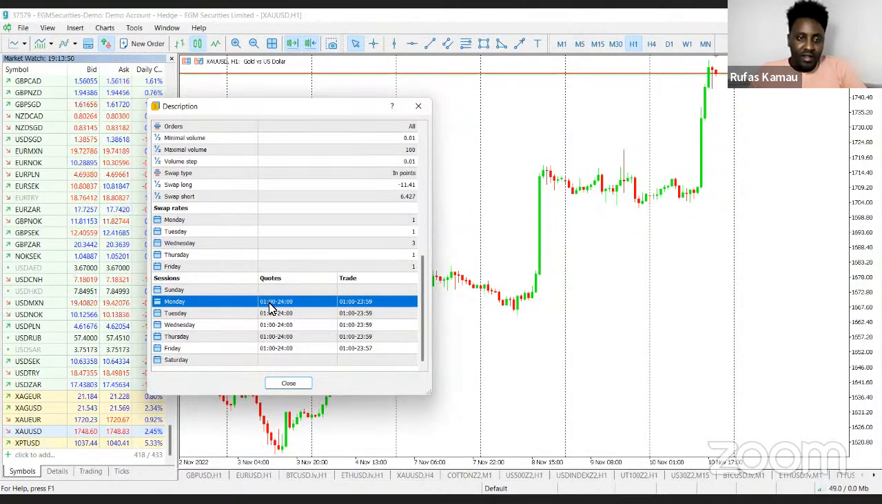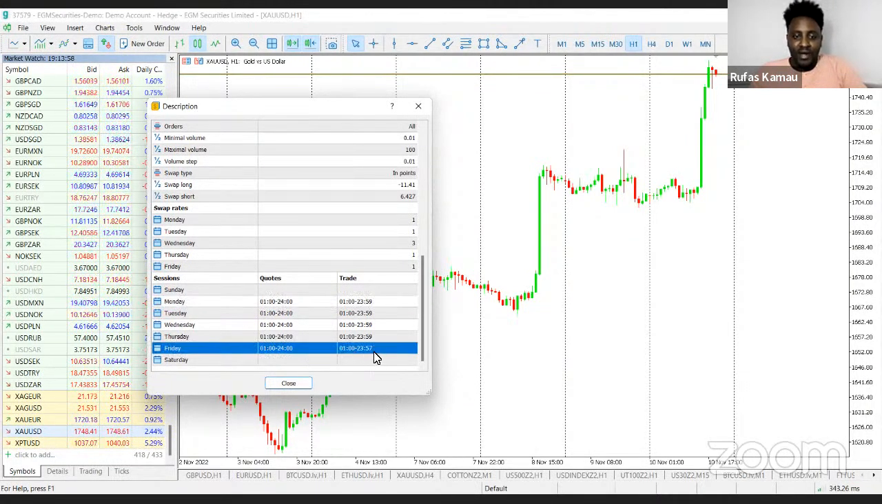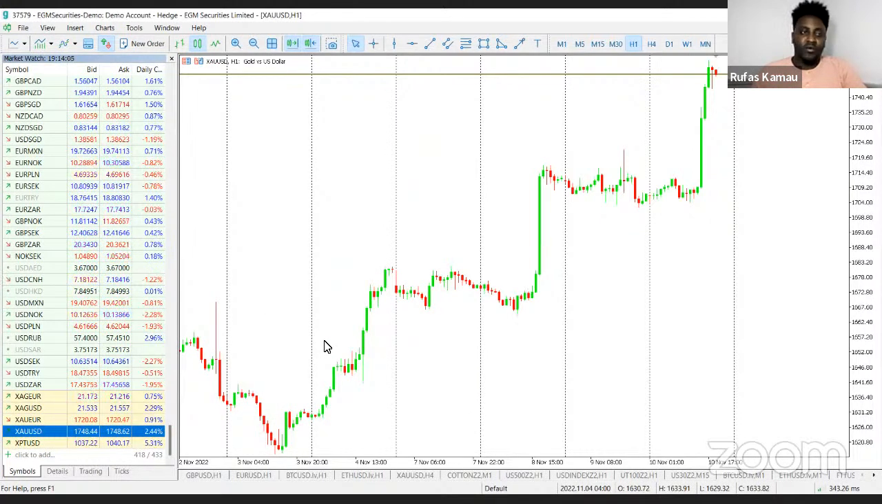So on Monday, very early in the morning, just past midnight, this is when the market opens, runs for 24 hours, through to Tuesday, Wednesday, Thursday, and Friday, and closes exactly at midnight or 23:57. So as you can see, it's basically tradable for 24 hours, 5 days a week.